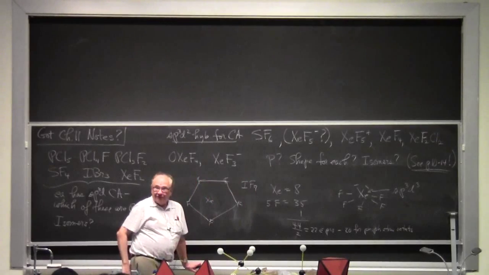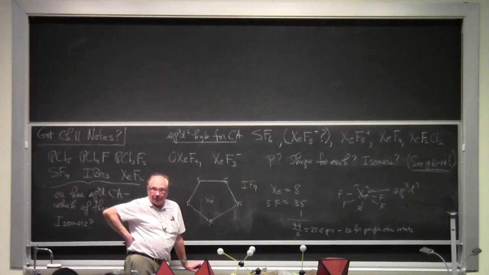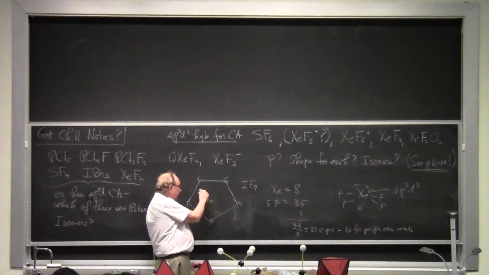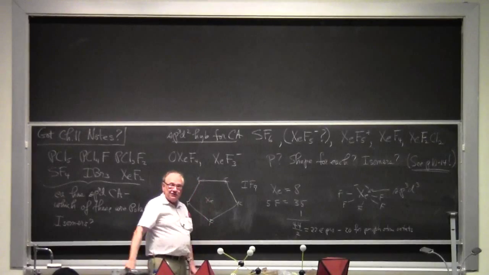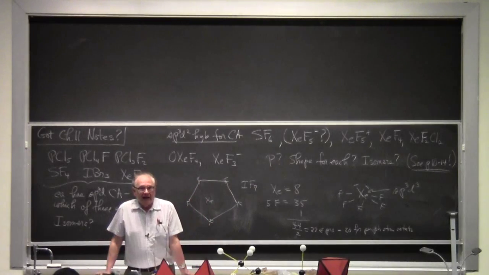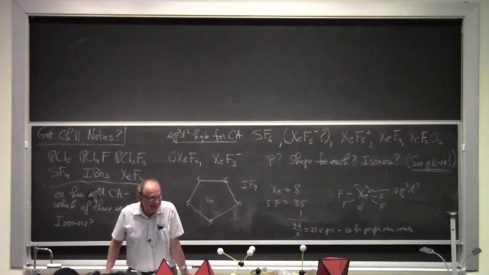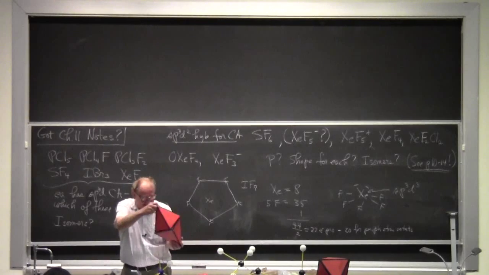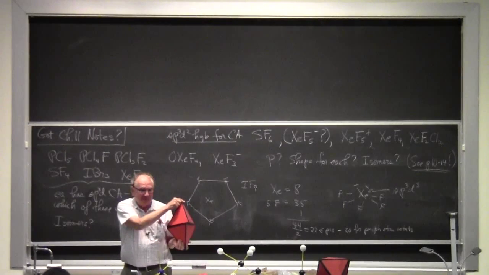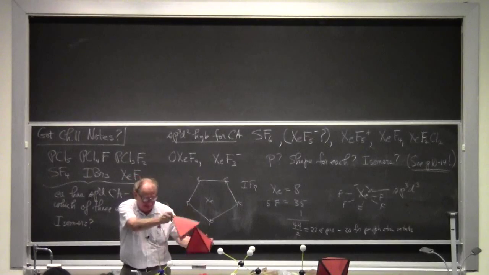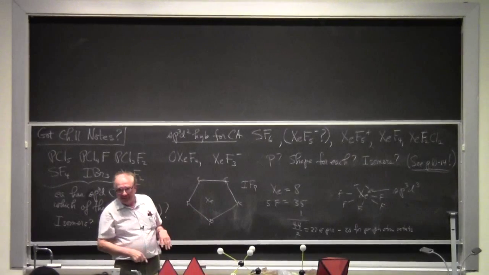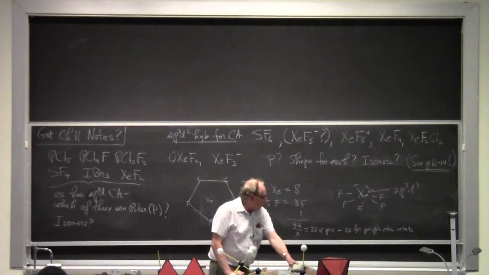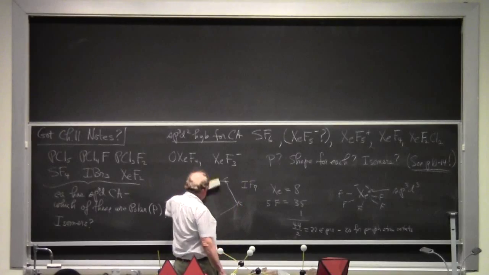But if you were to play the same game for IF7, you'd get sp3d3 hybridization, and you'd have 7 peripheral atoms. You'd have an F here, and an F there, and an F behind, and if you connected these with lines, you'd find out that you now had a pentagonal bipyramid. Remember we looked at the triangular bipyramid? This would be a pentagonal bipyramid. Fun, isn't it? We could even talk about square antiprisms, but we're not going to do that. Okay? So enough on that. That one was just for fun.